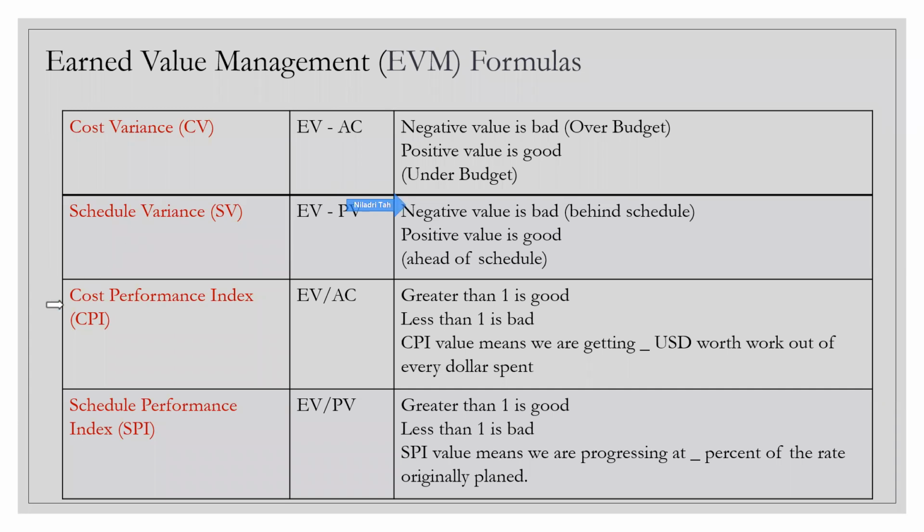Now, the third and fourth factors are cost performance index, CPI, and schedule performance index, or SPI. The CPI means EV by AC. EV by AC greater than 1 is always good. Any value greater than 1 is very good in CPI. Less than 1 is bad. Greater than 1 means we are earning more than we have spent. So the CPI value actually means that we are getting so many dollars' worth of work out of every dollar spent.